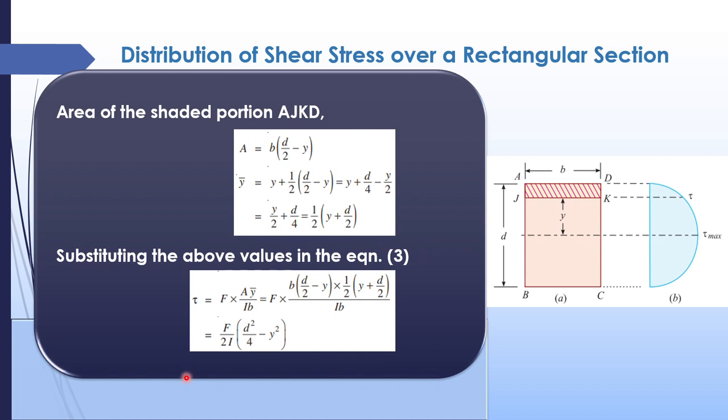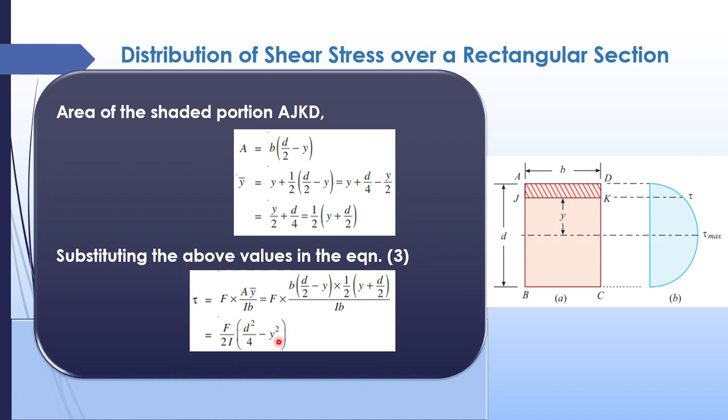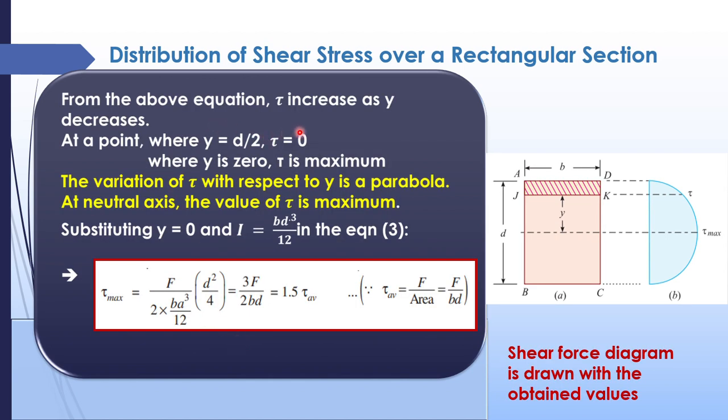So when y is equal to 0, the tau will be maximum. The shear stress will be maximum. When we take it as 0, we will get F by 2I into d square by 4. When y is equal to d by 2, we provide d by 2 instead of y, it will become d square by 4. So d square by 4 minus d square by 4 is 0. So the entire thing will become 0. So when y is equal to d by 2, tau is 0. When y is equal to 0, tau is maximum.